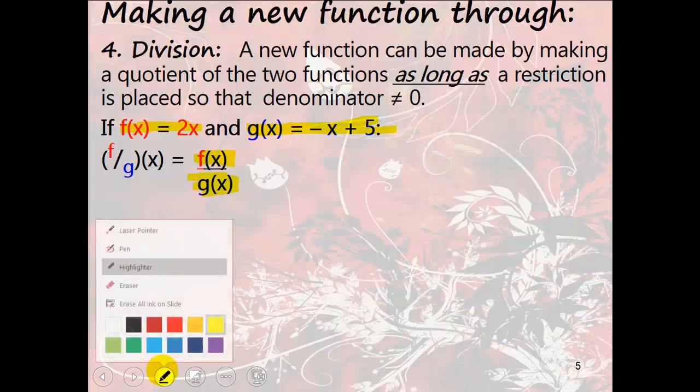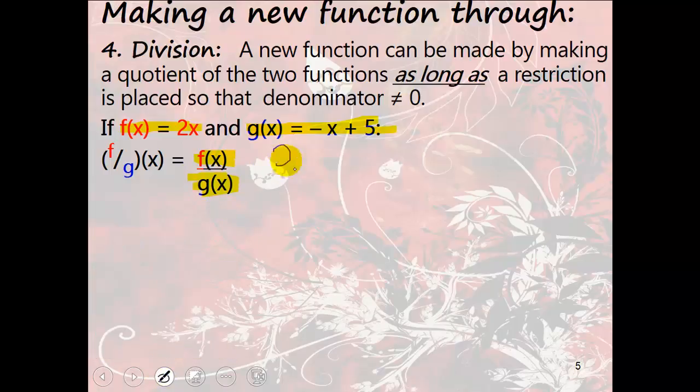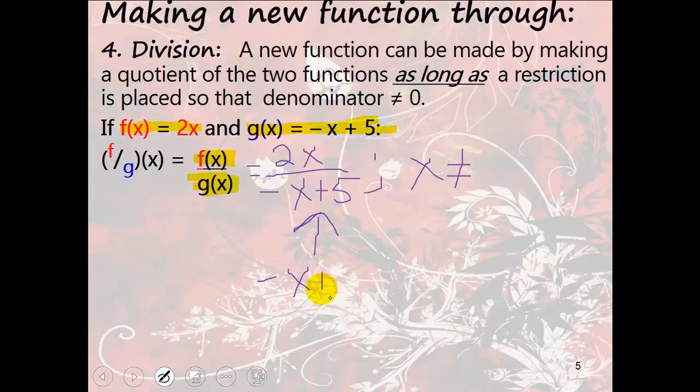So I get 2x over negative x plus 5. Now, I have to have a statement, something that x can't equal. x cannot equal anything that makes the denominator 0. So negative x plus 5 equals 0, negative x equals negative 5, so x cannot equal 5. So as long as x does not equal 5. Okay, that's all you have to do.